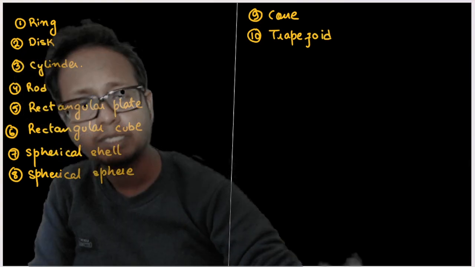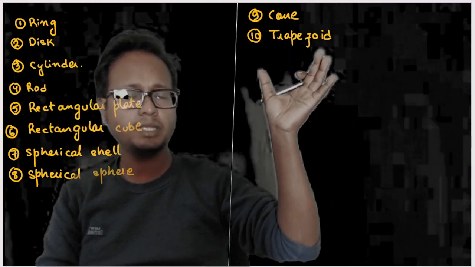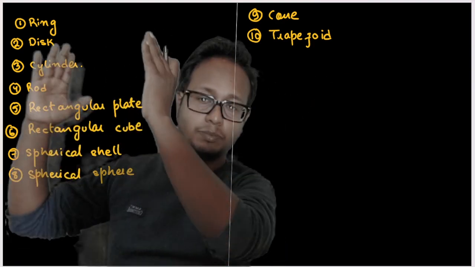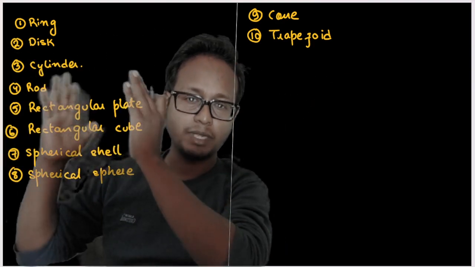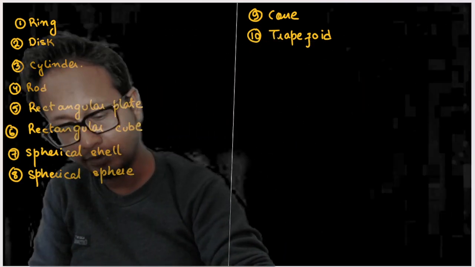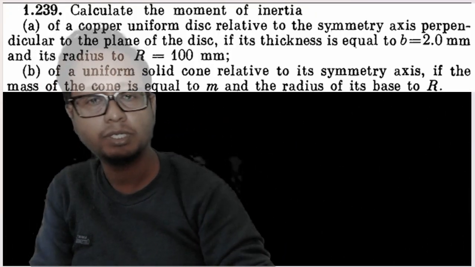Trapezoid. Okay. This portion won't be coming. See, it is inside your syllabus, but it is not frequently asked. These portions are frequently asked and they are repeated. So I'll discuss them and then I'll move to this one, and then I'll solve this question. So it is much easier for you to understand.